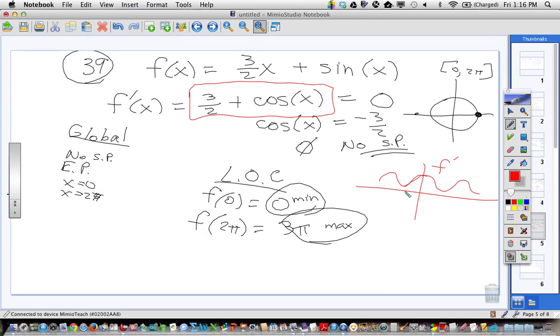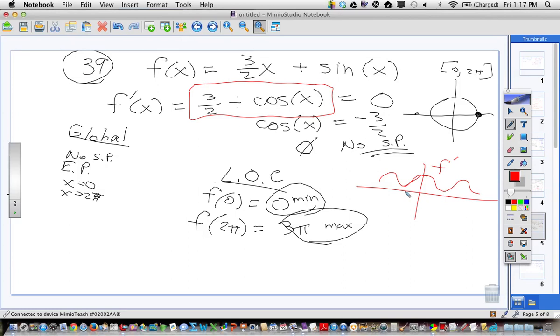What would be a situation where a list of candidates wouldn't work? Hint: list, candidates. If there's only one candidate, a list of candidates wouldn't work. Now, how could you ever get only one candidate? Well, sometimes they give you a function and don't give you any endpoints. So then your only candidates are stationary points. So what if there's only one stationary point? Why couldn't you do a list of candidates with only one candidate?